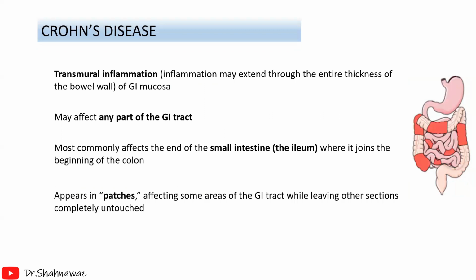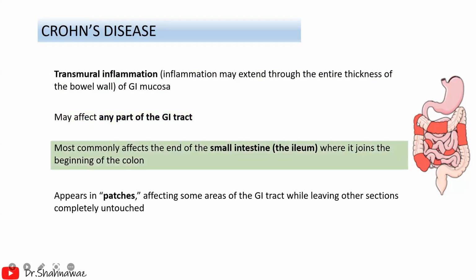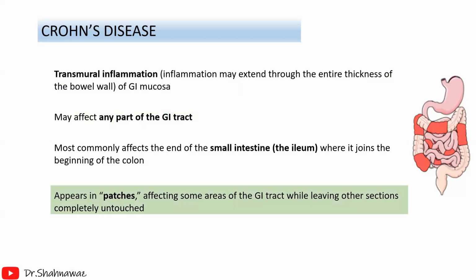And what is Crohn's disease? Actually, unlike ulcerative colitis, in Crohn's disease we see transmural inflammation. That means the entire thickness of the bowel wall is involved in Crohn's disease. And we see that in Crohn's disease, any part of the GI tract may be affected. It could also involve the small bowel, like the jejunum, the ileum, or maybe the colon. But you see that in Crohn's disease the appearance of the bowel is in patches.